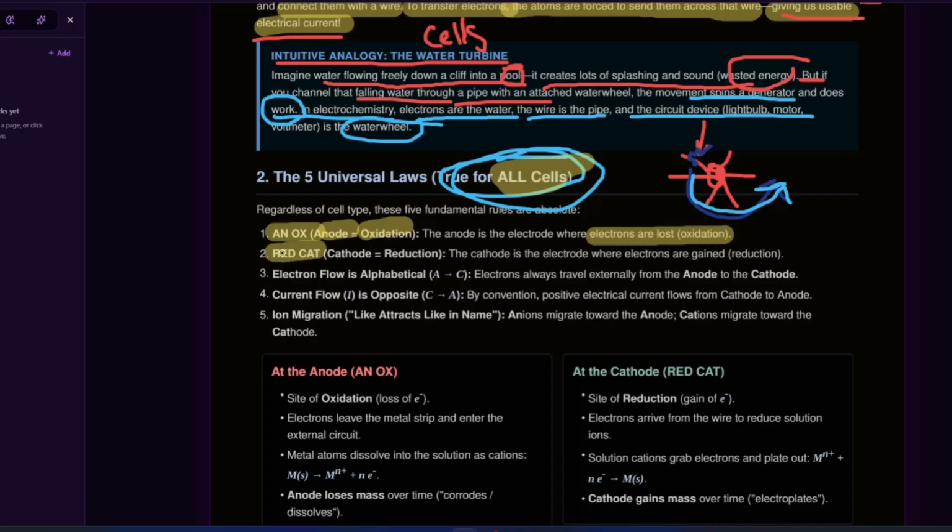Oxidation. Red cat. An ox and red cat are just mnemonics to help you memorize, but you don't have to use that mnemonic. Cathode equals reduction. Cathode is the electrode where electrons are gained. Electron flow is alphabetical, so electrons always travel externally from anode to cathode. This is to help you memorize, okay?